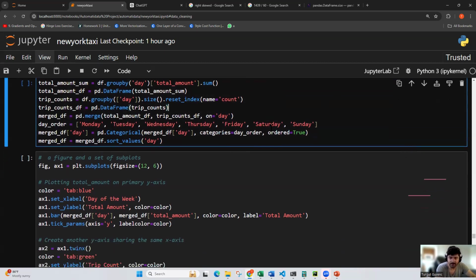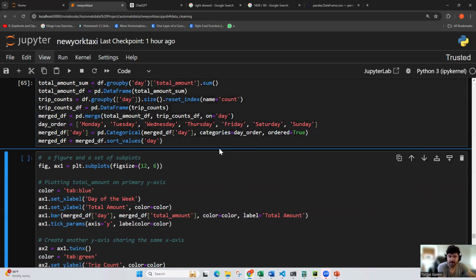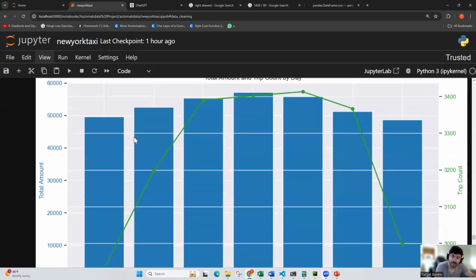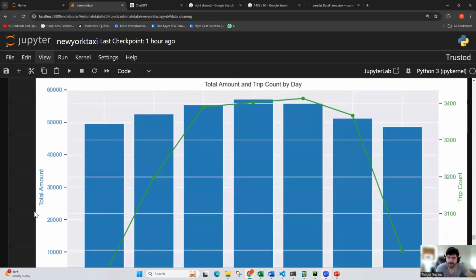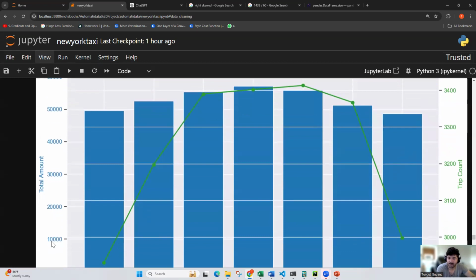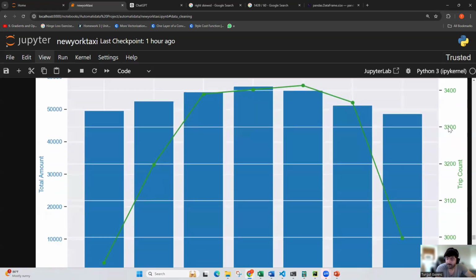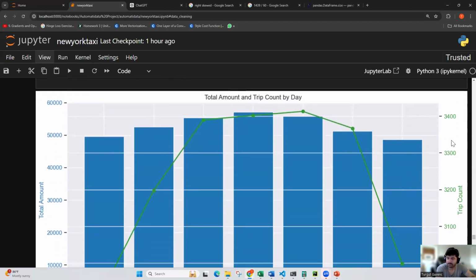And so what's happening, I'm just creating day order and merging day, with categories day order true, and sorting values by the day, and then I'm going to make a visualization. Okay, so what we have here is total amount for each day, $10,000, $20,000, $50,000, and the green values here are our trip counts, 3,000 trips, 3,400 trips.